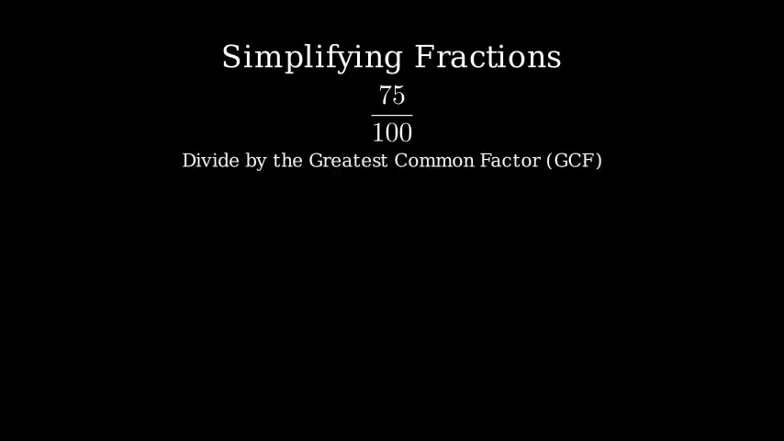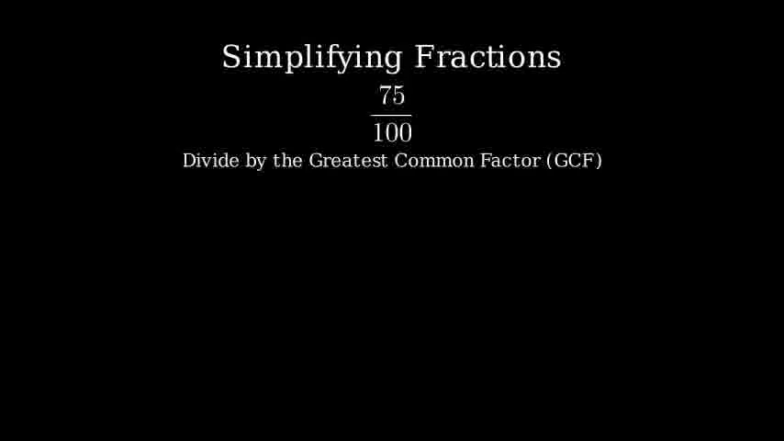Welcome to today's lesson on simplifying fractions. Let's start by considering the fraction 75 over 100. To simplify a fraction, we want to ensure the greatest common factor, or GCF, of the numerator and denominator is 1. We do this by dividing both the numerator and denominator by their greatest common factor. So, how do we find this GCF?